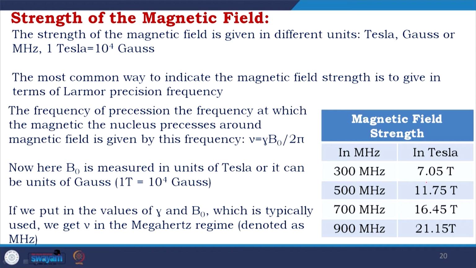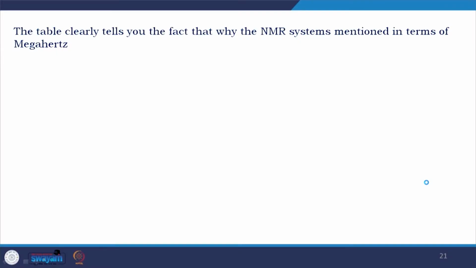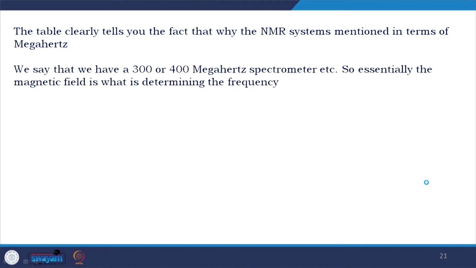And that is why you see that we use megahertz to say the power of the NMR instrument. The table I showed you clearly tells you why NMR systems are mentioned in terms of megahertz. We say that we have a 300 or 400 megahertz spectrometer. So, essentially the magnetic field is what is determining the frequency.